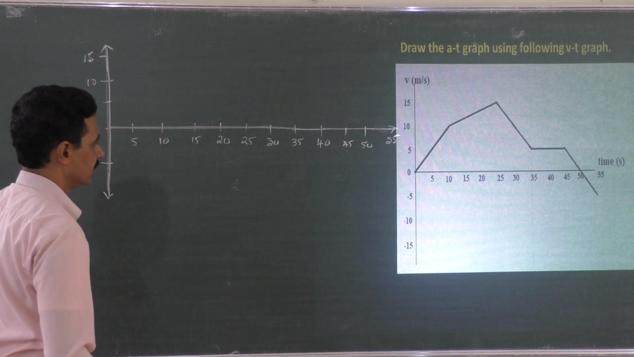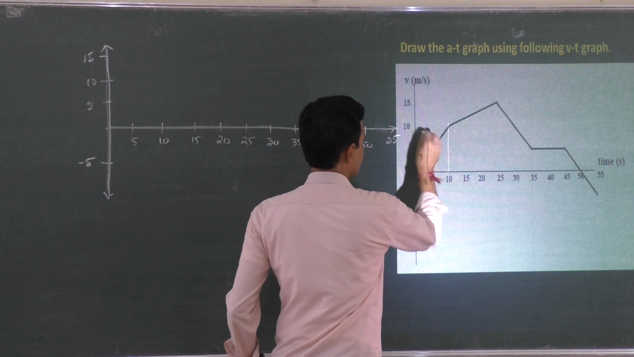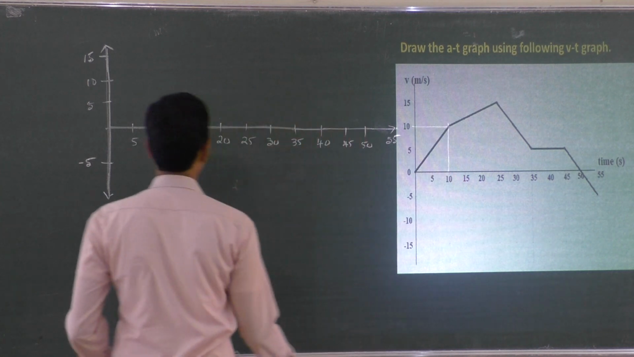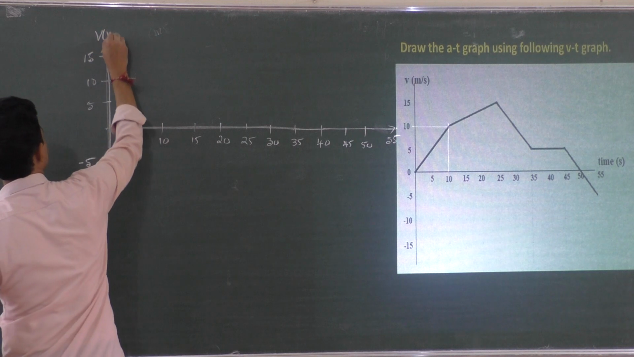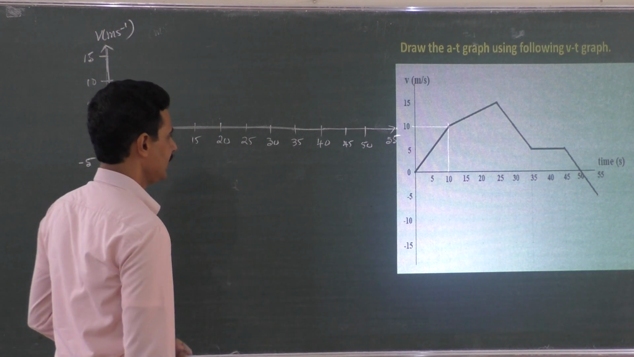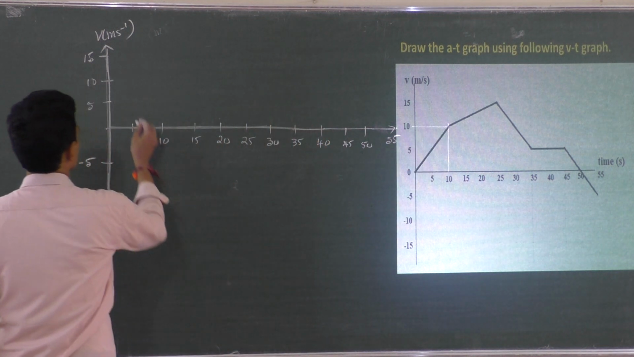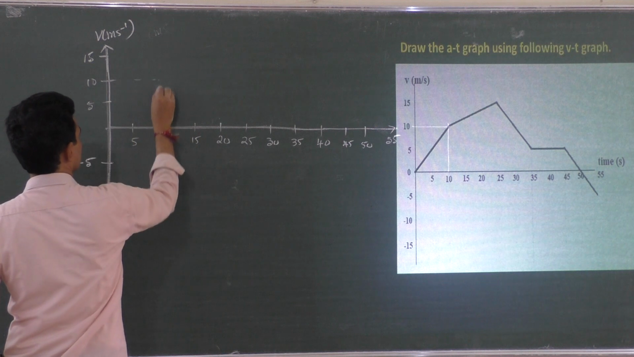So it starts and uniformly increases up to 10 seconds. Can you see this here? Up to 10 seconds it is 10 meter per second. So this is velocity in meter per second, time in seconds. At 10 seconds the velocity must be 10 meter per second, so it meets here.